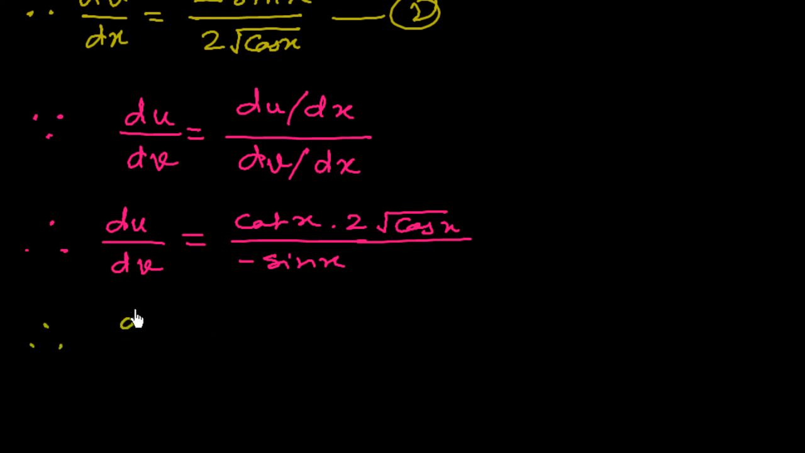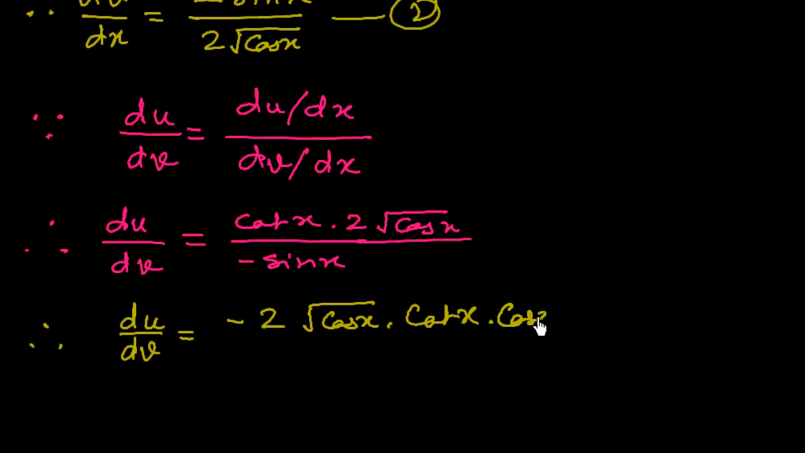Finally we can find du over dv is equal to minus 2 root cos x cot x, and 1 over sin x is cosec x. So in this way we can find the derivative of a function with respect to another function. Thank you.